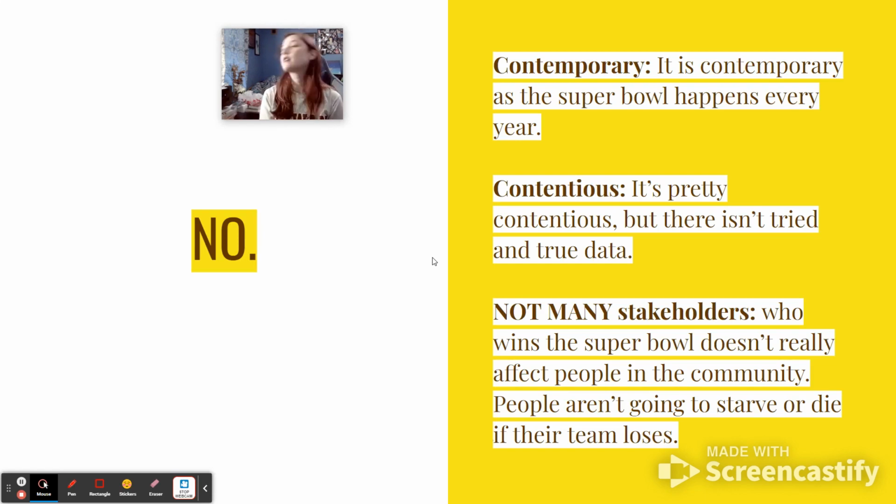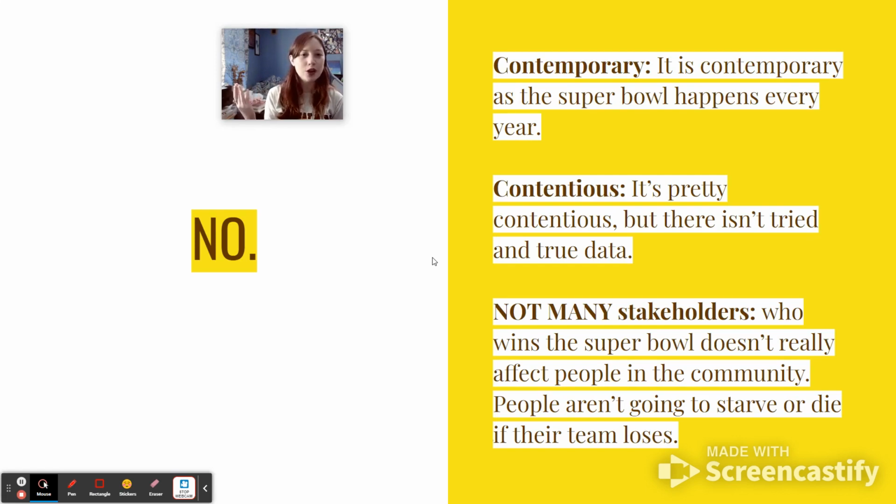There are sports analysts. People can predict things based on past events. But here's the big problem. There aren't really stakeholders. There is nothing at stake if the Eagles lose or win. There's nothing at stake if the Chiefs lose or win. Nobody's really going to be very affected in a social way. It's not really an issue or a problem. It's a question, but it's not necessarily going to harm anybody.